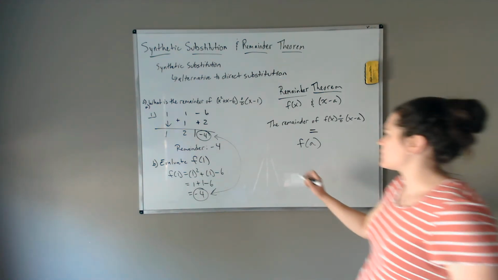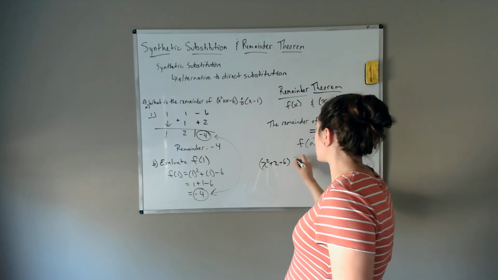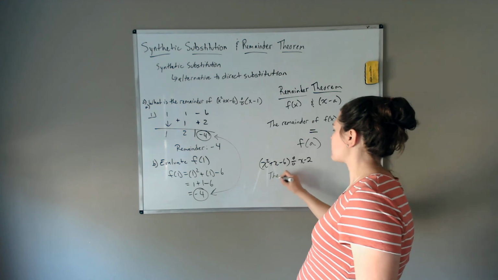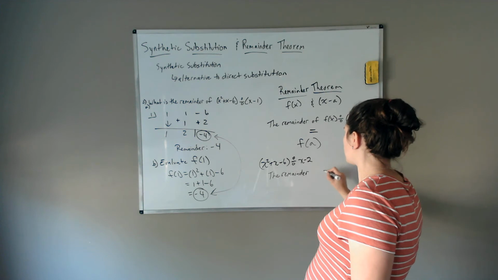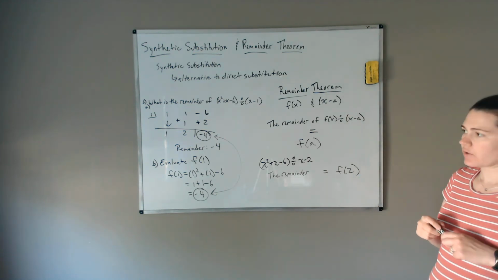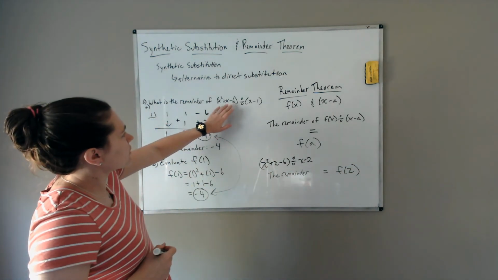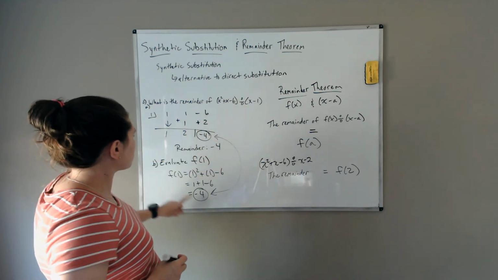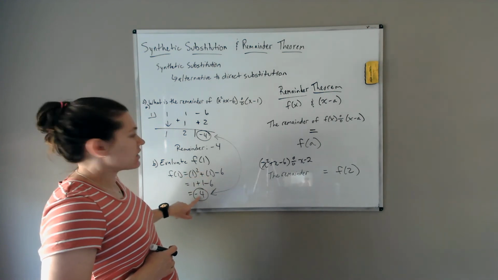So what that would mean is if I took x squared plus x minus 6 and divided it by x minus 2, the remainder of this would be equal to if I just plugged 2 in. Notice, the remainder of x squared plus x minus 6 divided by x minus 1 was negative 4. And if I just plugged 1 directly into my function, I would get negative 4.